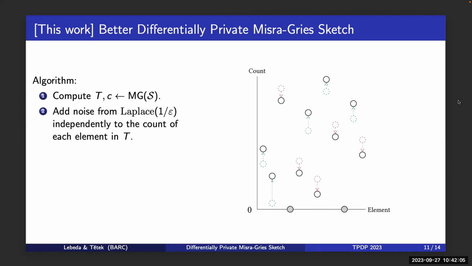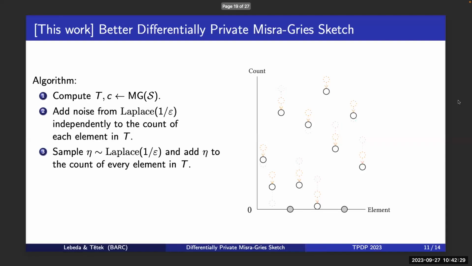What we do is we add noise sampled from the Laplace distribution with scale 1/epsilon independently to every counter. This is very similar to what you should know from the Laplace mechanism, and this step really targets the first case, where a single counter differs by 1. So this is really to target that one. Now the next step will target the other case.